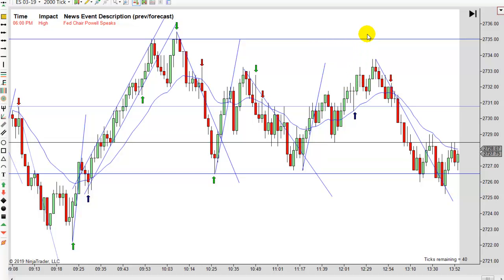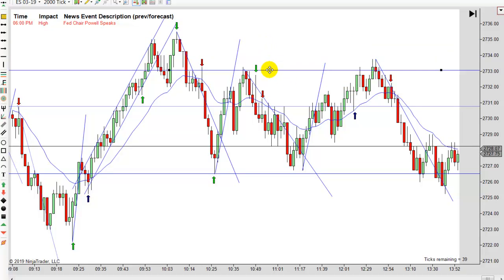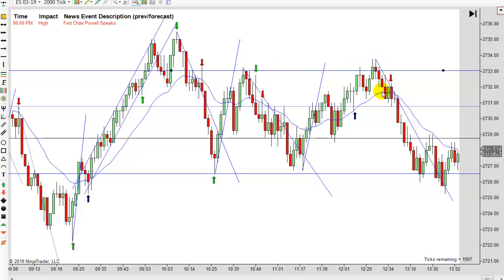You would really think we're headed back up here, but at this point now all the resistance has moved down into here, and you can see it. I would have had that probably right along there, maybe right along there, and you get a little failed break higher. You break higher here with a lower high.